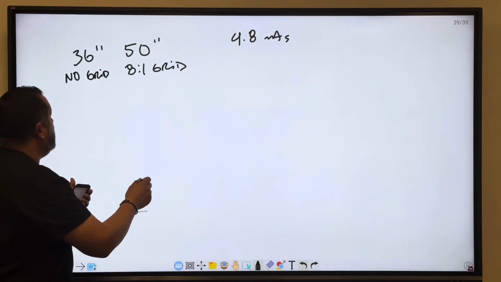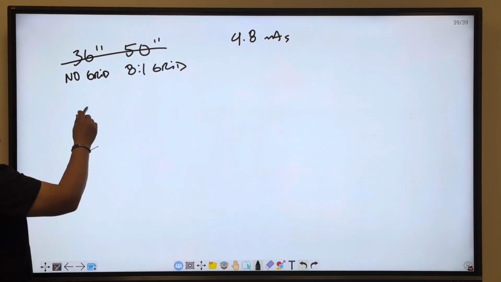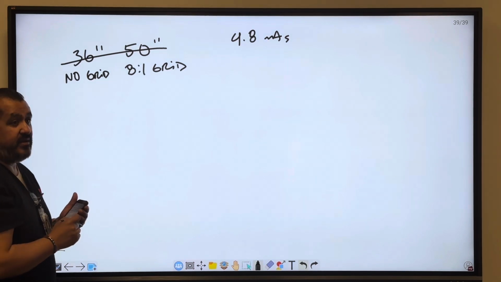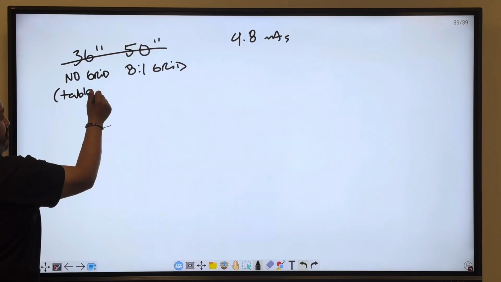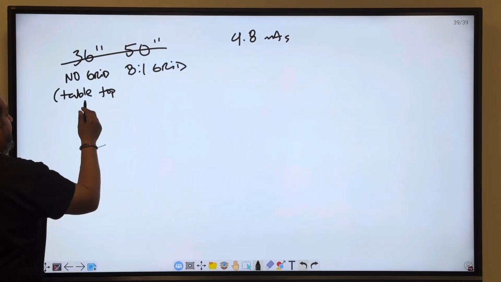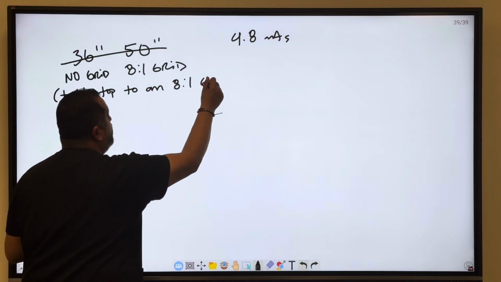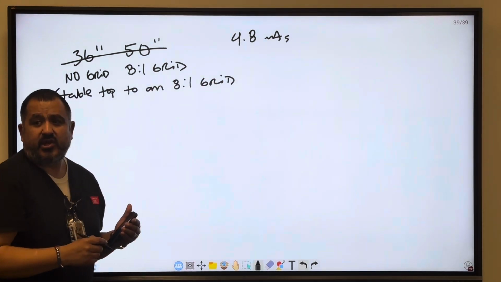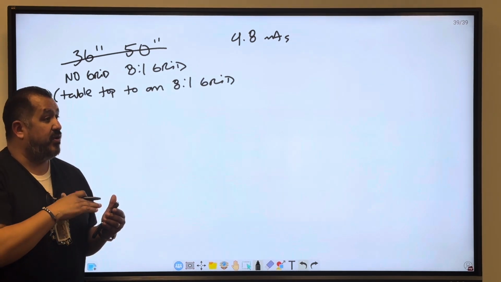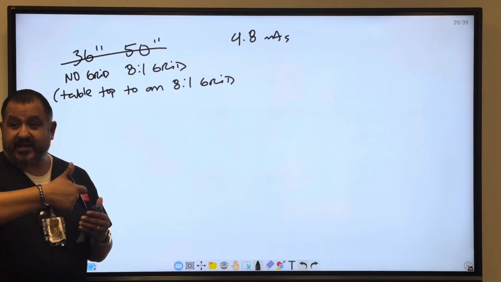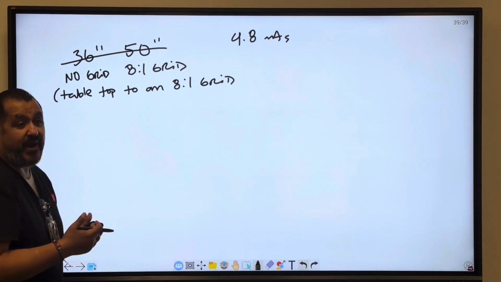All right, so we did the direct square law, so I'm gonna cross that out. So now we're going from no grid to an 8:1 grid. So no grid is tabletop, right? Or just no grid. And now you're going from tabletop to an 8:1 grid. So anytime you go from no grid to a grid, you're going from no device to a device. You're gonna have to increase the mass. That's right, because now you gotta go through the grid material, correct? So we gotta know by how much, right?